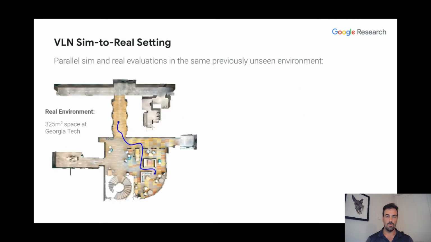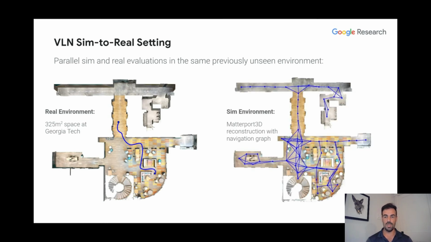So what we'll be doing here is looking at a parallel evaluation using sim and real environments, both of them previously unseen, so not seen in training. The real environment is a 325 square meter space at Georgia Tech, as you can see in the floor plan here. The simulator environment is the Matterport 3D camera reconstruction of this environment, on top of which we've annotated a navigation graph similar to the room-to-room dataset.